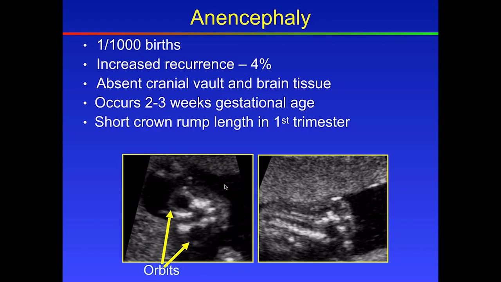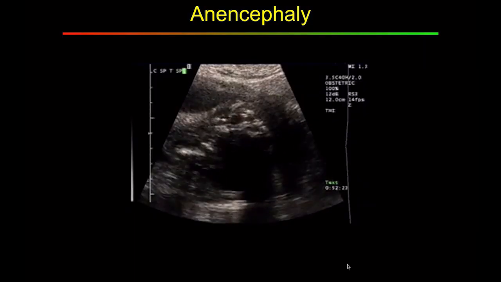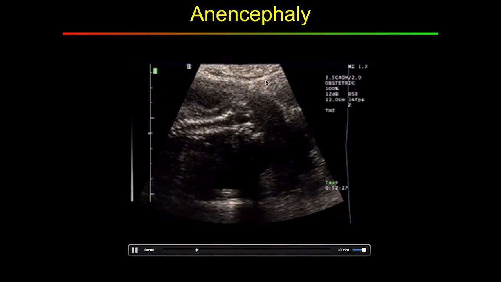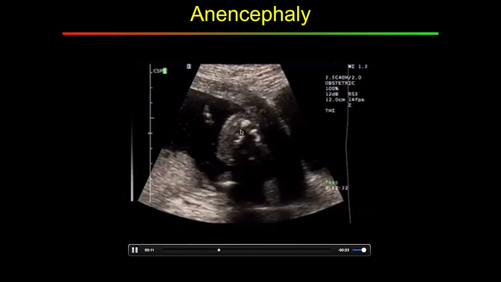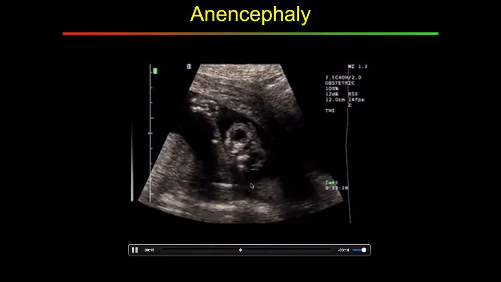The other findings are that you will see this kind of frog-eyed picture of the two orbits here with the nose in between and no cranium on top. And if you look at a sagittal picture, you see the cervical spine with the base of the cranium and really nothing on top. And here's a cine showing you that cervical spine with the base of the brain, nothing on top. And when you turn 90 degrees, you see the frog eyes here coming out and the nose there, because they will have a normal face.